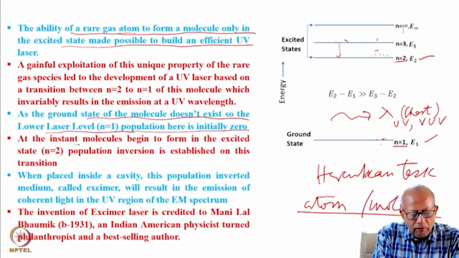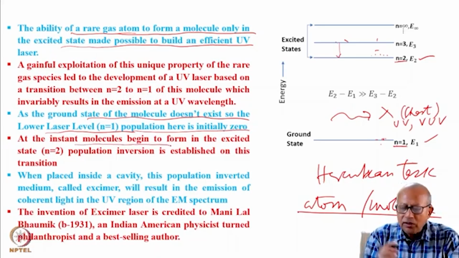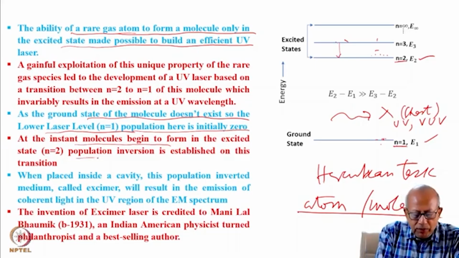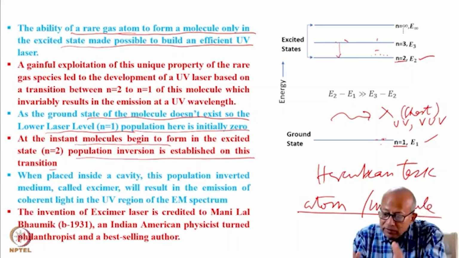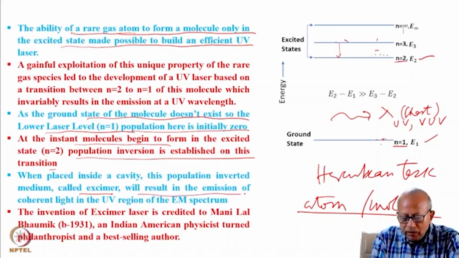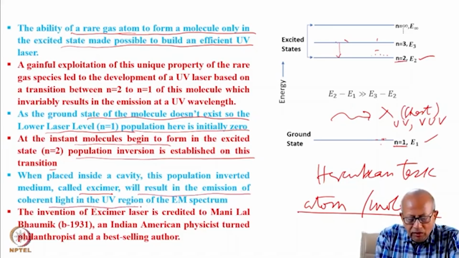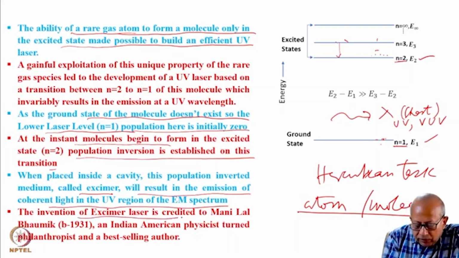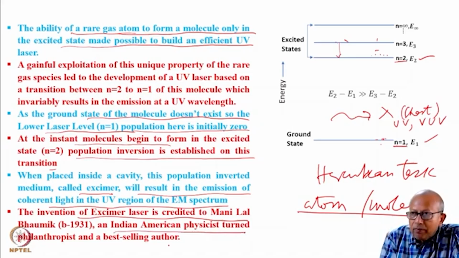So, if you can make a molecule in the excited state, then the moment the molecule is formed, you have created population inversion on this transition. And if you place this inverted medium, which is called Excimer, this will result in the emission of coherent light in the ultraviolet region of the electromagnetic spectrum. The invention of the Excimer laser is credited to Mani Lal Bhaumik, an Indian-American physicist turned philanthropist and a best-selling author.